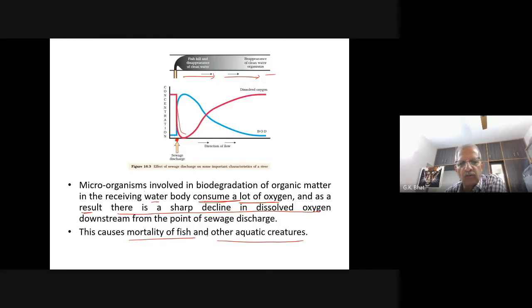So this causes mortality of fish and other aquatic creatures. Once this particular sewage has been acted upon by bacteria and all, gradually whatever the oxygen level has come down starts getting up again. So the dissolved oxygen level goes up again. What you should remember is that in more polluted water, there is always more BOD and less oxygen present, right?